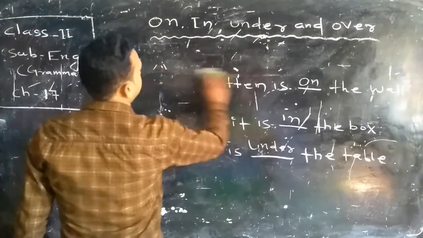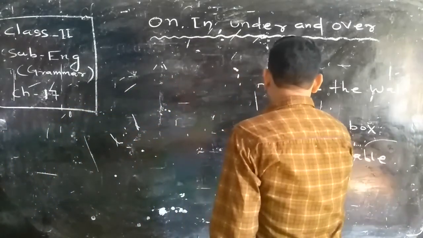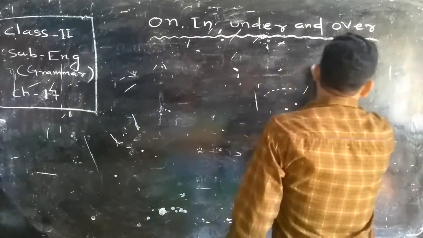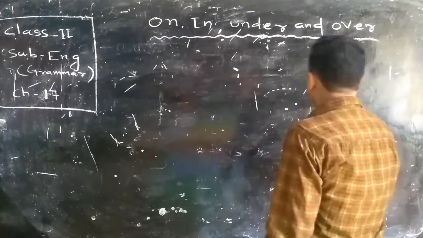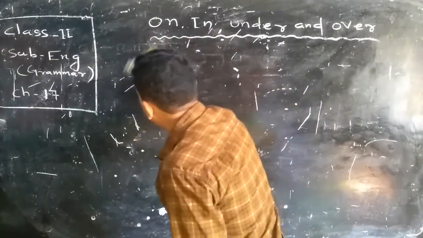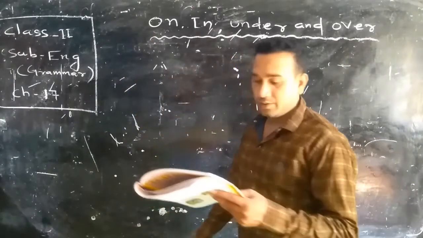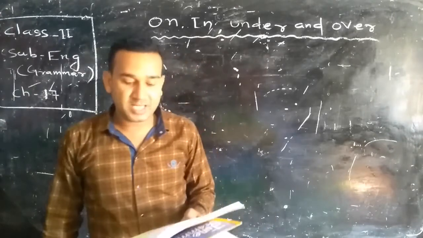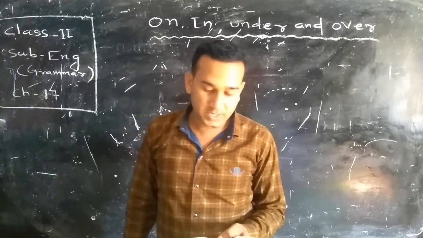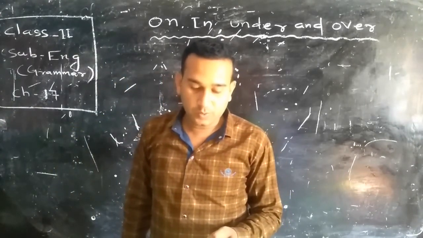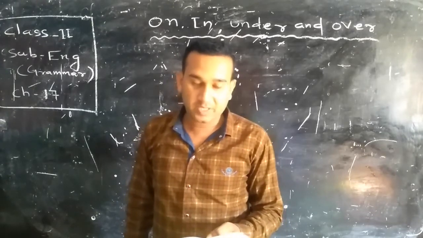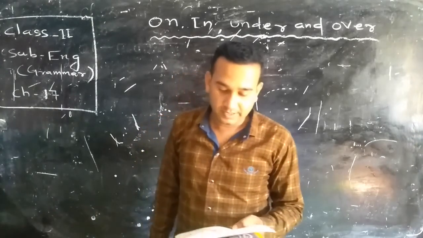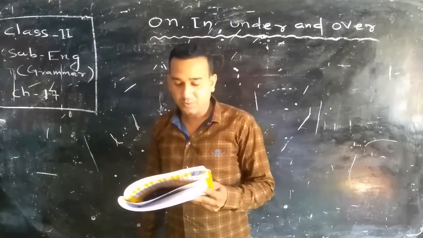Okay. Then another example you have to see on the blackboard properly. Understand all this. Then you have to do it yourself. Okay. Look at this picture and read the sentence. Pay attention to the words in color. Okay. So you have to see the red color. That is important for you.